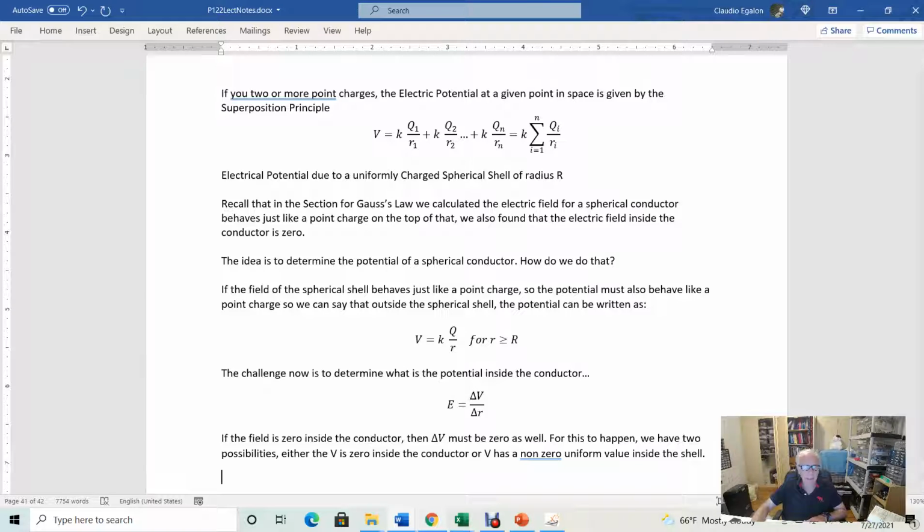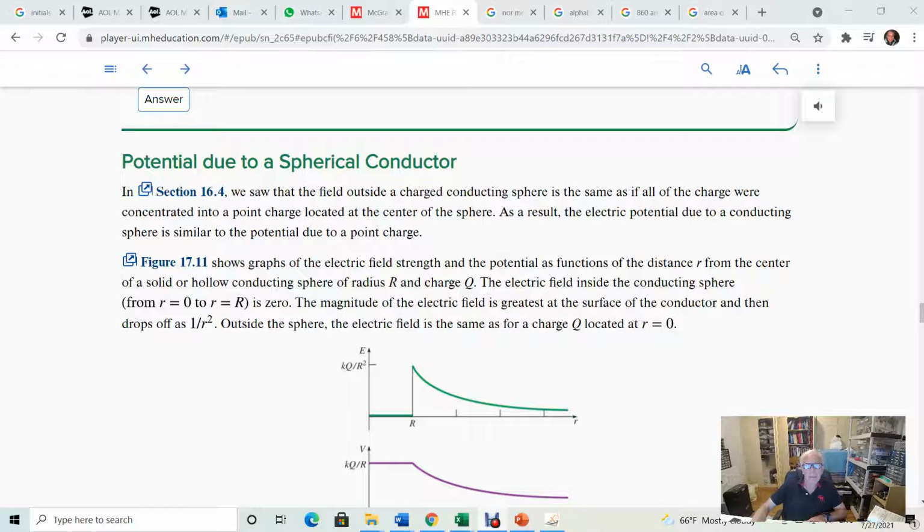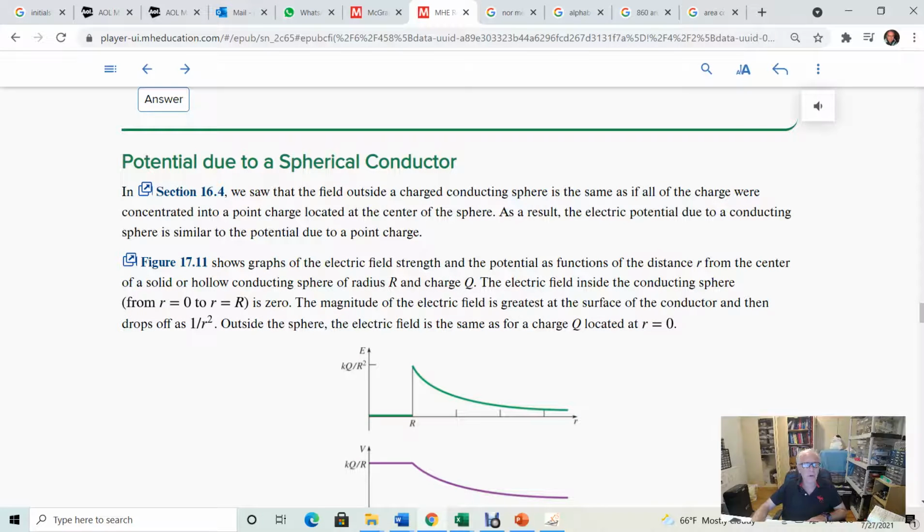Let's take a look in our book. The book explains in a rather different way. So here you go. Definitely this behaves the same way as a point charge. We saw that field inside a charged conductor is the same as if all of the charge were concentrated in the point charge. As a result, the electric potential due to a conducting sphere is similar to the potential due to a point charge. We said that.